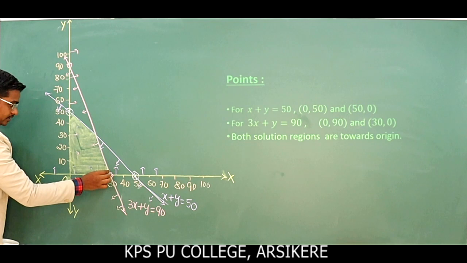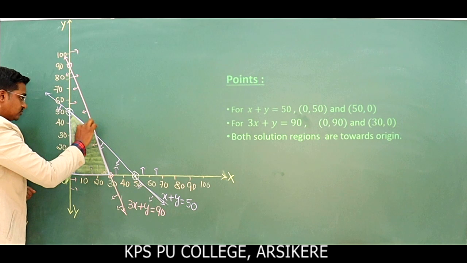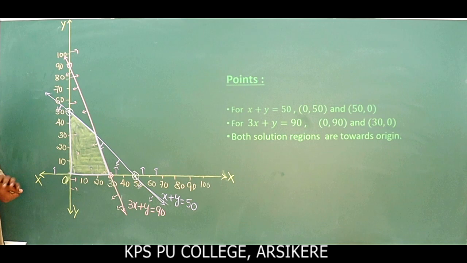This region is called what? Feasible region. I am marking it here. This is the region. So this region is what we call the feasible region. Observe that this region is bounded. Clear? You have the definite boundary.